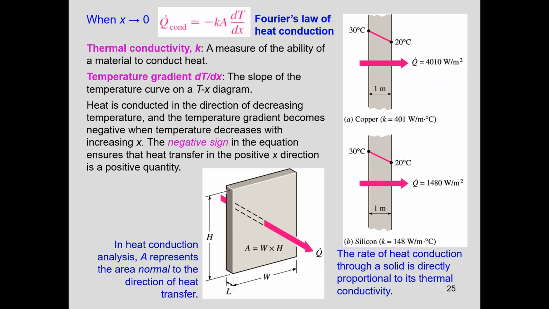The temperature gradient, which is dT by dx, is the slope of the temperature curve on a T-x diagram. The heat is conducted in the direction of decreasing temperature. So where the temperature is lower, the heat is going towards that. The temperature gradient becomes negative when the temperature decreases with increasing x. The negative sign in the equation ensures that the heat transfer in the positive x direction is a positive quantity.